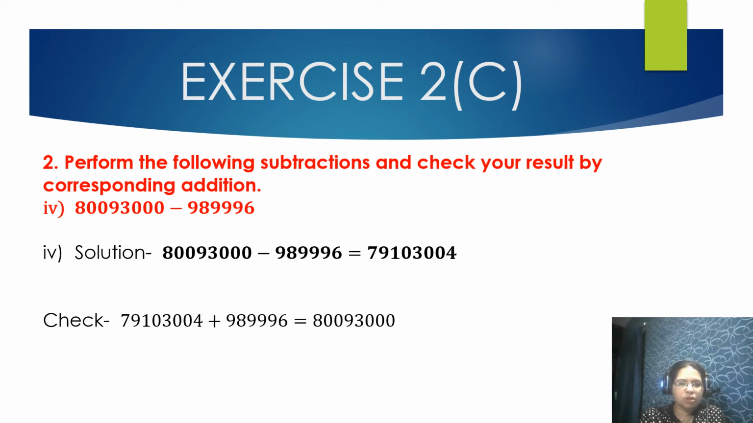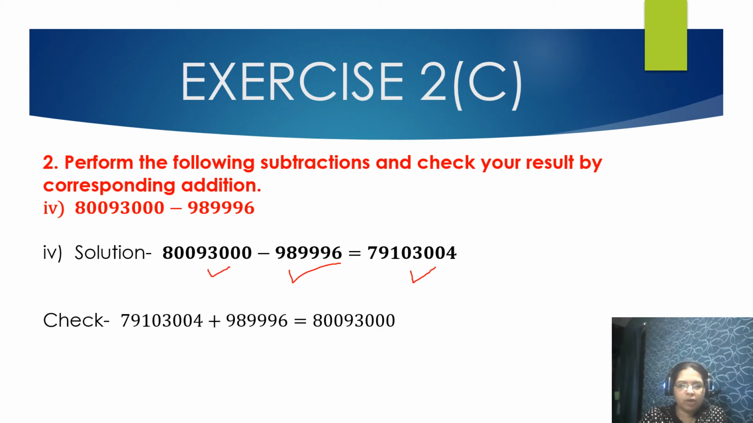Now we'll solve question number 4th bit. 4th bit is 8,93,000 minus 9,89,996. We have to subtract 9,89,996 from 8,93,000 and we get the result 79 crore 7,91 lakhs 3,004. We get the result 7,91 lakhs 3,004.